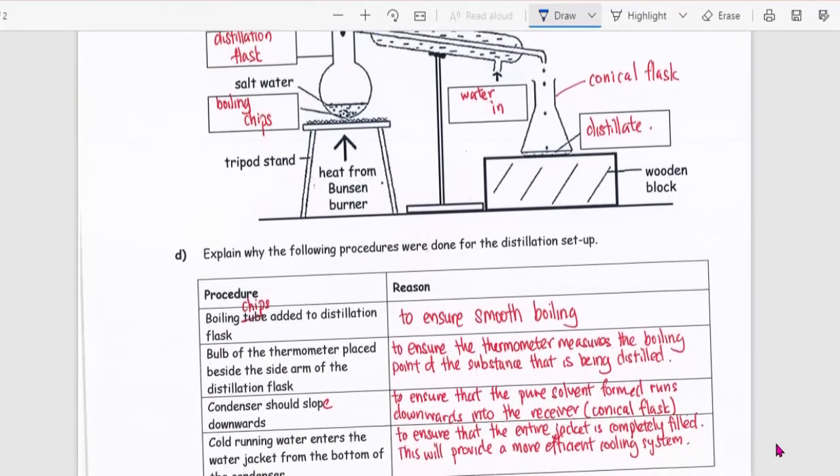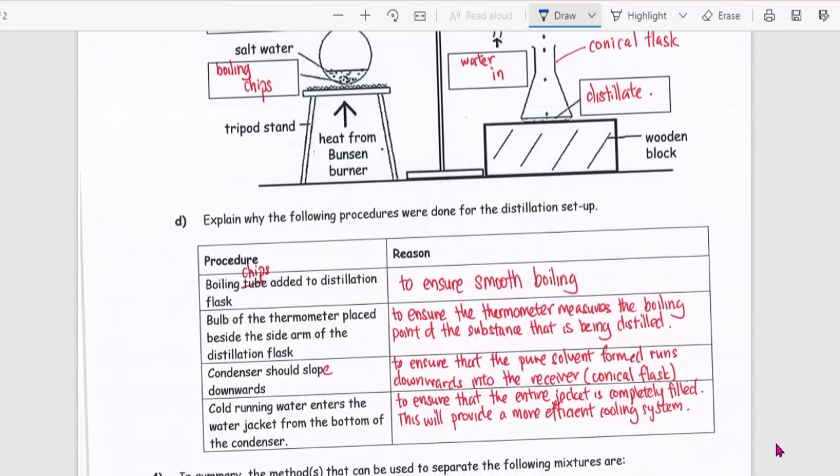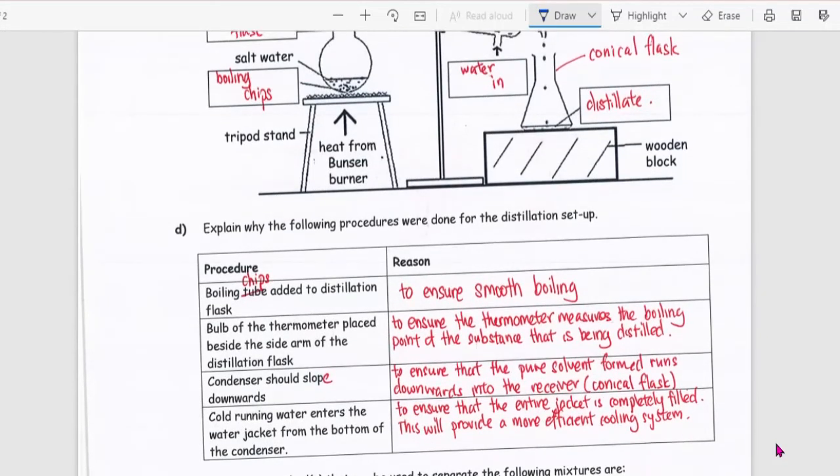Now explain why the following procedures were done for the distillation setup. You add boiling chips. Why? This is to ensure smooth boiling. Because sometimes when the boiling gets very vigorous, the whole thing vibrates and it may cause your setup to topple, or to be unstable.